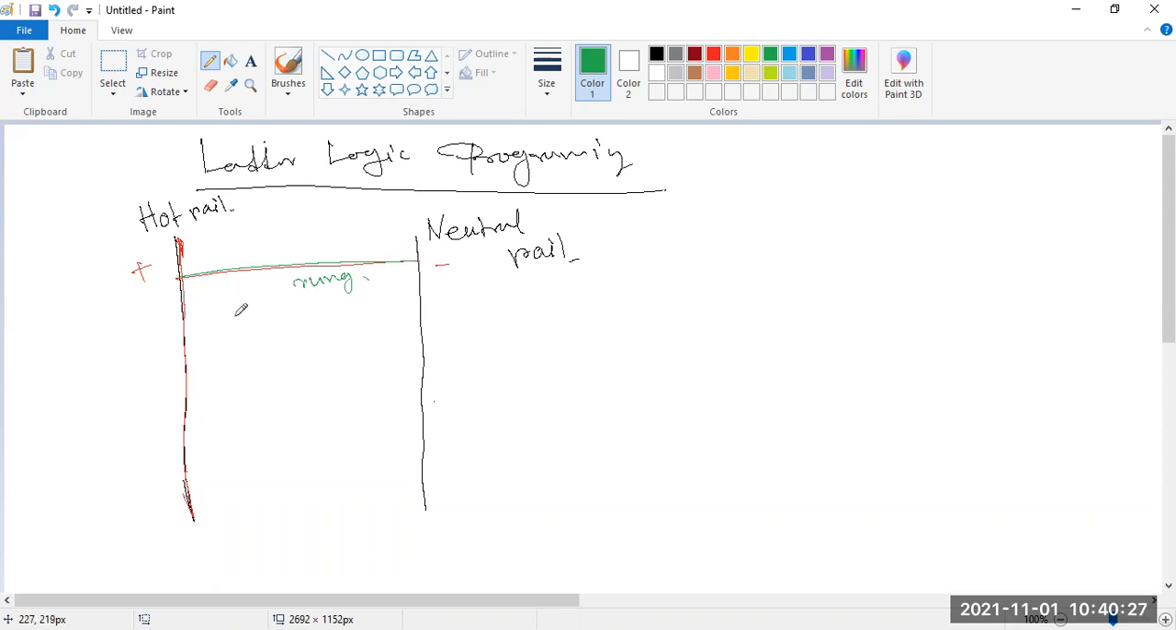Okay, so why is this called ladder logic? Because there are some inputs and outputs, and it looks like this. You can see it looks like a ladder. That's why this is called ladder logic. So just remember your line and neutral, or positive to negative terminal.